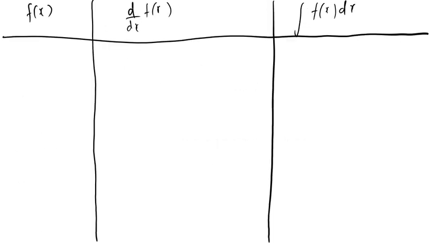Next, let's look at something easy. e to the power x. When you differentiate it, you get e to the power x. When you integrate it, you get e to the power x. But e to the power kx is a little tricky. When you differentiate it, you get k e to the power kx. When you integrate it, you get e to the power kx divided by k.